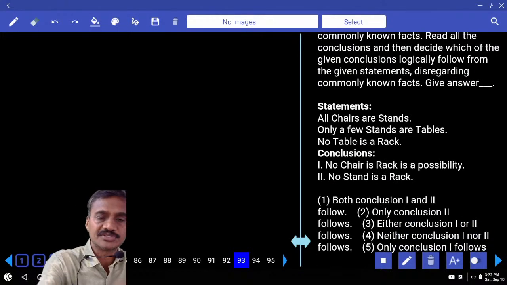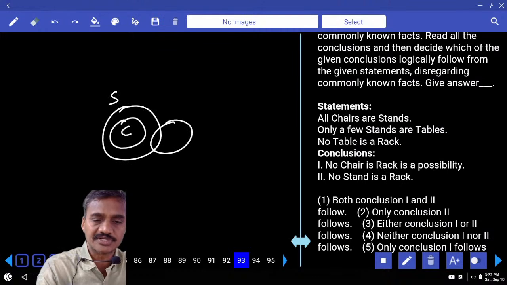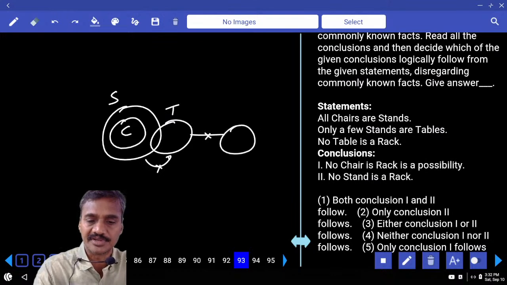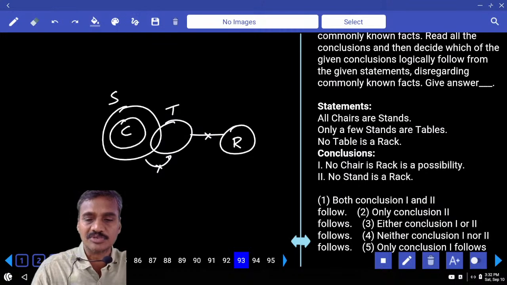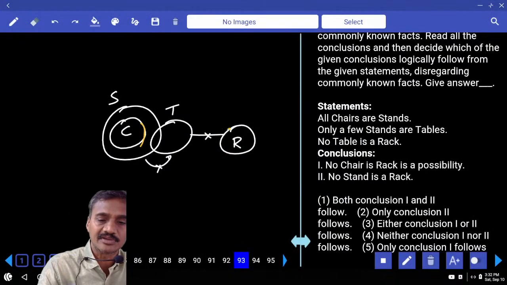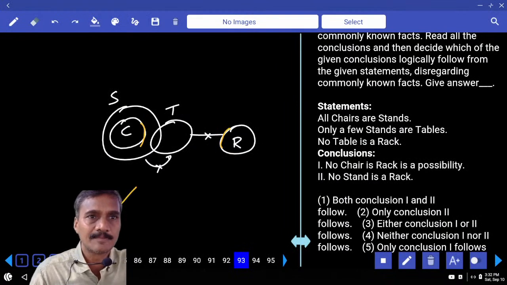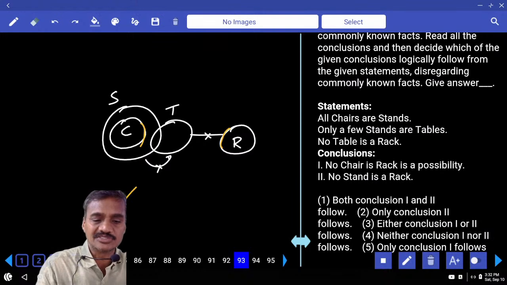All the chairs are stands. This entire chair is a part of stand. Only a few stands are tables, but not all. And no table is a rack, no intersection between table and rack. First one, no chair is rack is a possibility. Chair and rack have no chance of meeting. Is it possible or not? Possible. No stand is rack is definitely true.